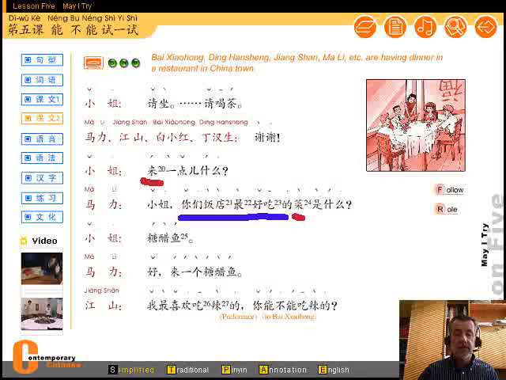Okay, and because the attributive here is quite long and it's made up of a number of elements, it's not a single character. Therefore, we use 的 to link. So I'll just draw a little arrow there. So we use 的 to link the attributive, which is underlined in blue, to the noun. Okay, so let's hear what she says.